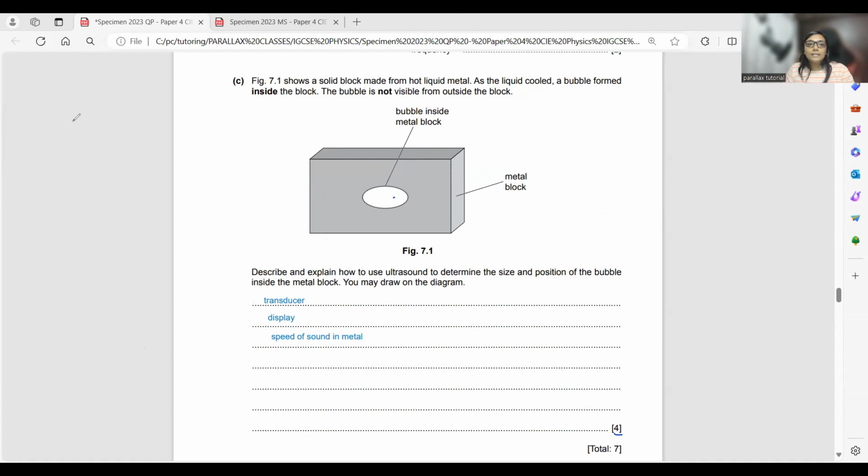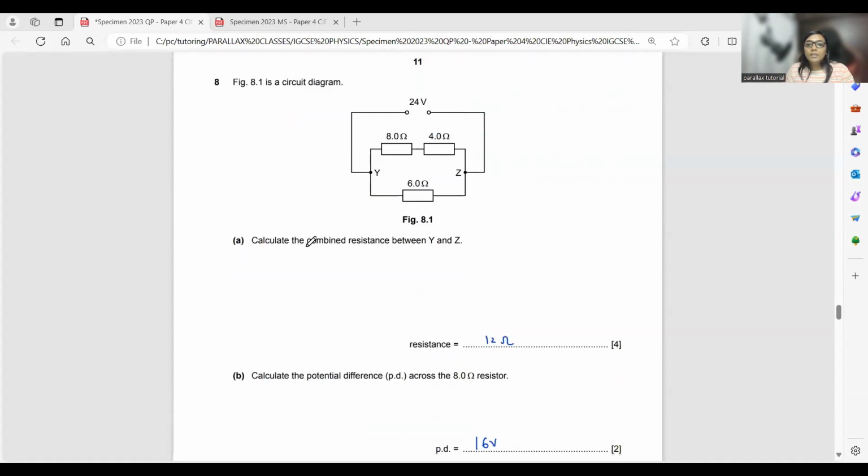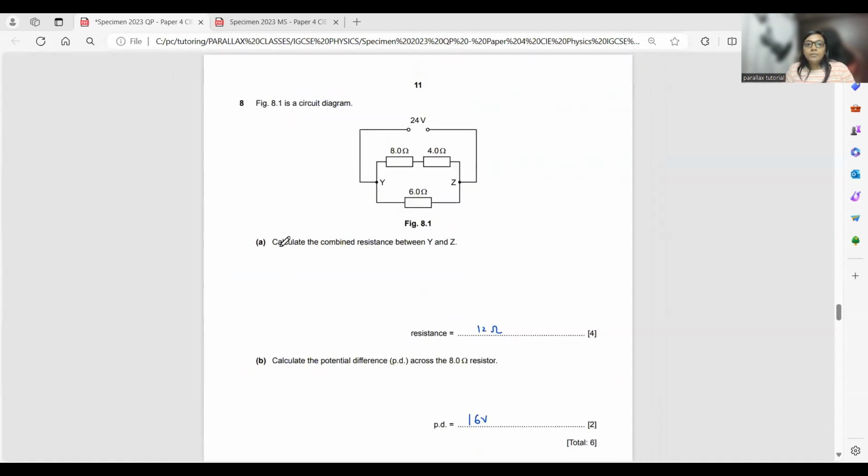Let's move on to the next question. This will be the last question we do today. Have a look at the diagram. This is the question on electricity, one of my favorite topics.